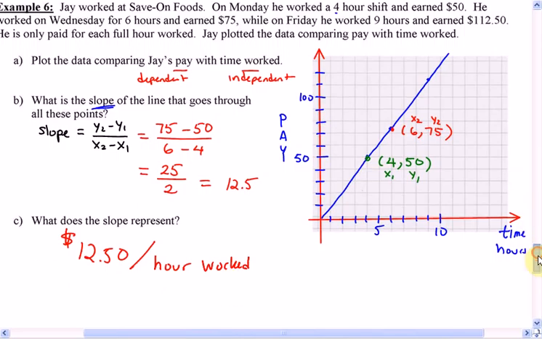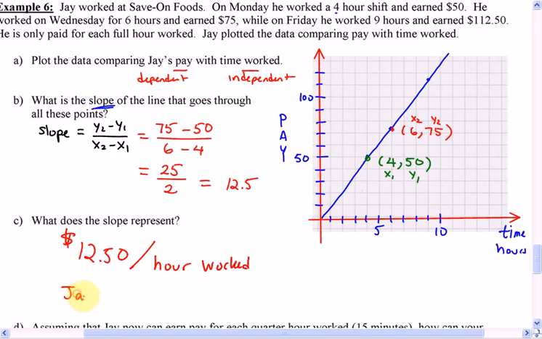Okay. So I'll say Jay's pay rate is $12.50 per hour worked. That's pretty good pay, right?